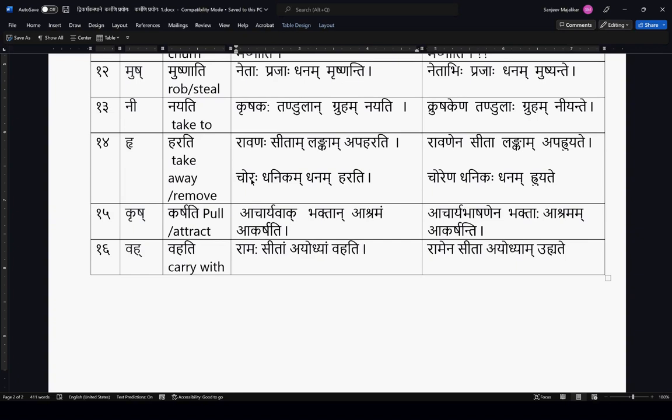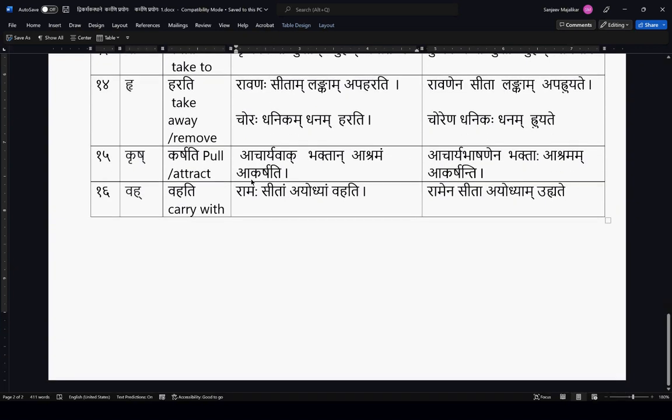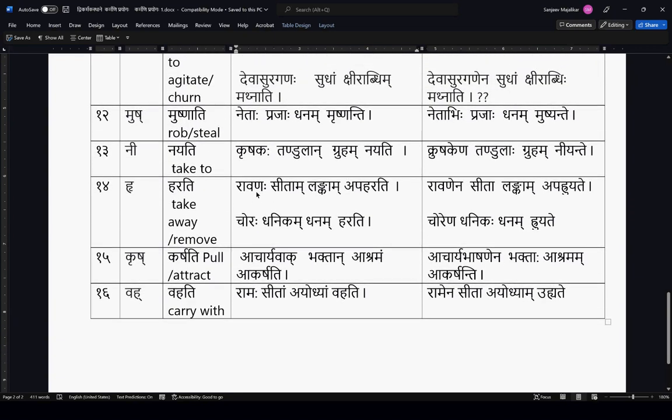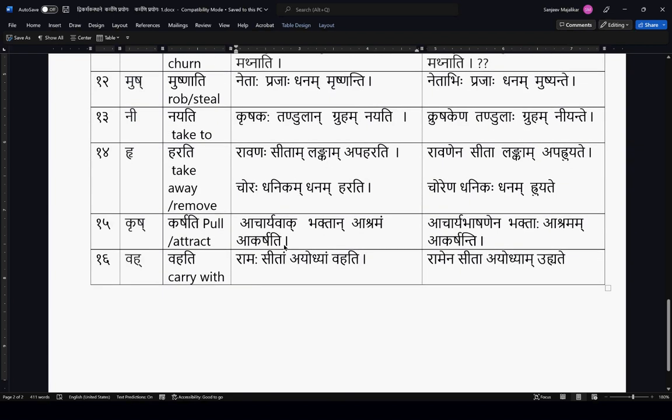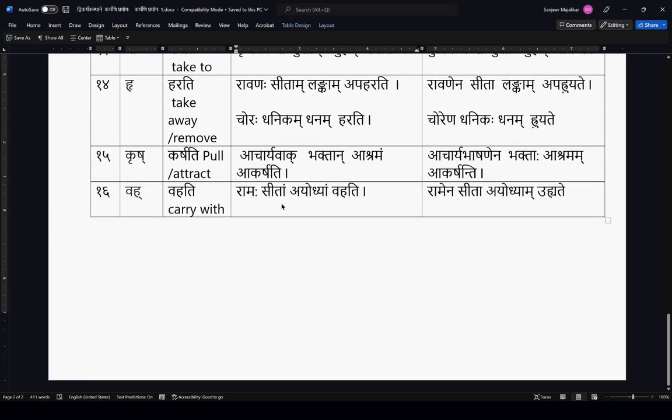कृषकः तण्डुलान् गृहं नयति. Sir, is it murshanti or murshanti? Neta pratyagathanam murshanti, it is written. Or it's not mo, spelling mistake. Mushnan. Yeah. Mushnati, mushnanti. Shamyaram, it's a typing. Yeah, that's a typo, that's fine. Krishna acharya vakvaktam ashma akarshite.